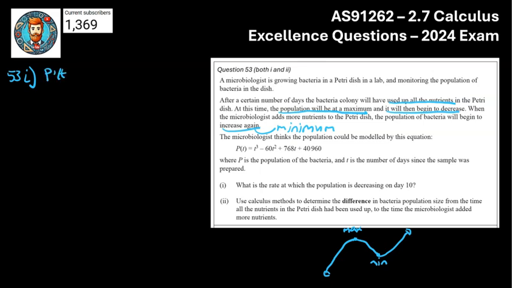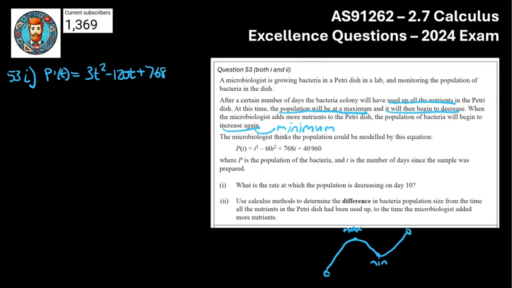So p dash t. We differentiate t cubed. That's going to become what? 3t squared. Then negative 60t squared is going to become negative 120t. And then we've got 768t, which is going to become plus 768. The t goes away, and then that constant goes away too. So I've differentiated my function.